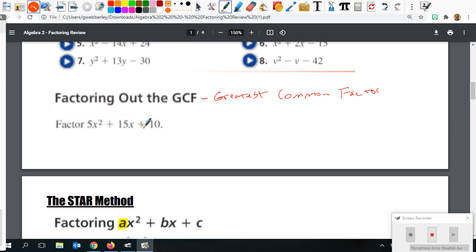But on this one, there's nothing to factor out as far as the letters, but the numbers, 5, 15, and 10, are your 3 numbers here. Do they have a number in common?